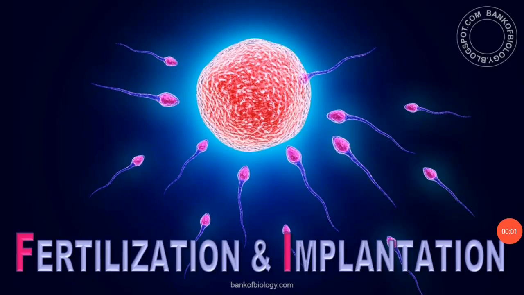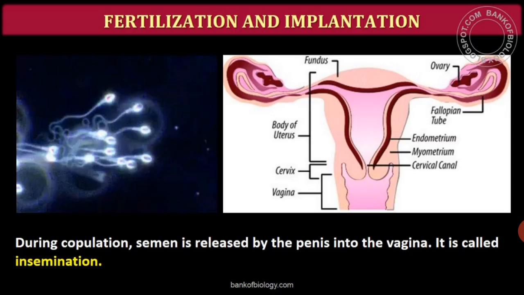Next part of the chapter is regarding fertilization and implantation. So, what do you mean by fertilization? The process of fusion of a sperm with an ovum is called fertilization. Once again, I'll repeat, the process of fusion of a sperm with an ovum is called fertilization. So how will fertilization occur?